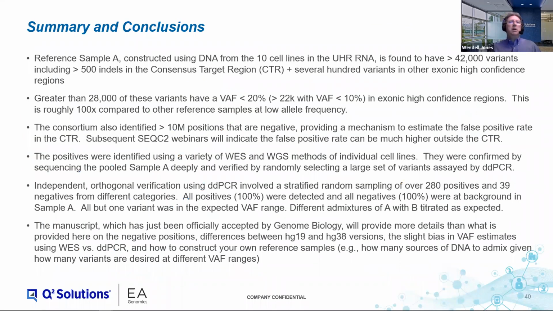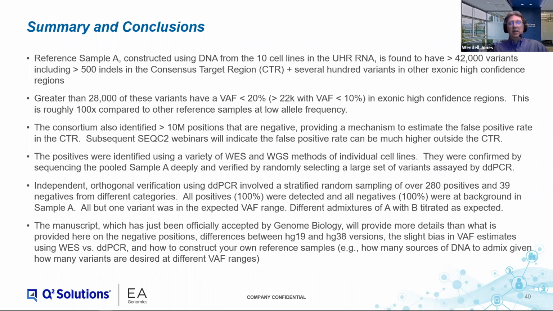So to summarize what I've just talked about and conclude, we have reference sample A, constructed using DNA from the 10 cancer cell lines from the Universal Human Reference RNA. It was found to have more than 42,000 variants, including 500 indels in the consensus target region, plus several other 100 variants in exonic high confidence regions. Of these, greater than 28,000 have variant allele frequency less than 20%, and 22,000 have variant allele frequency less than 10% in these exonic high confidence regions. That's roughly 100x compared to other reference samples at low frequency.